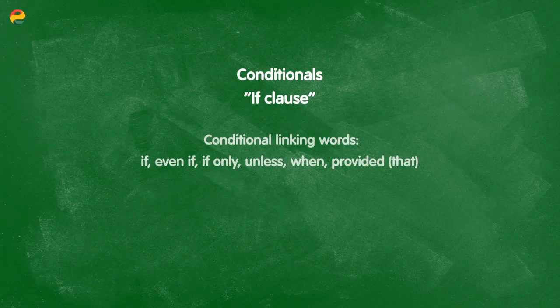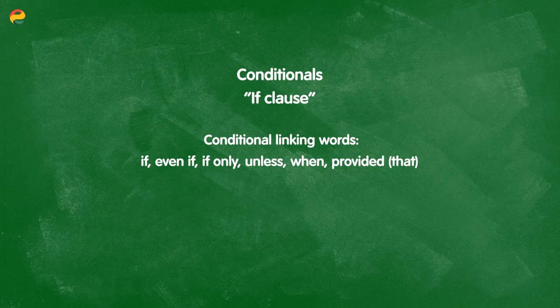Hello again, everybody. Today we are going to be discussing conditional clauses in English. Now, conditionals are a type of sentence which expresses something that for sure will happen or may happen in the present or future, or events that did not happen in the past. If here is a common conditional linking word which indicates that something may happen, but we have a few others.